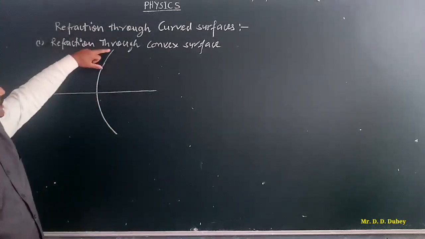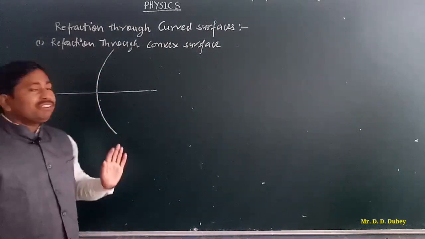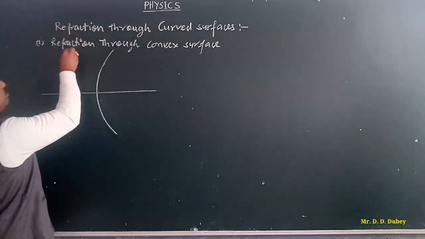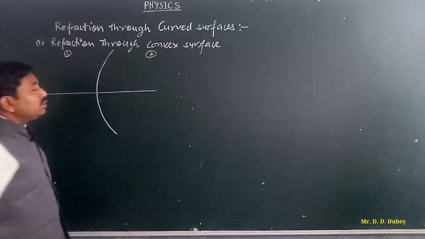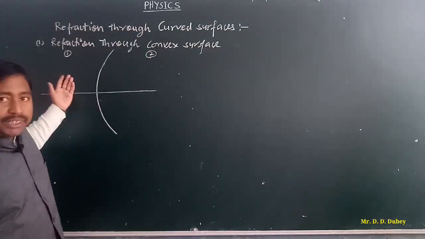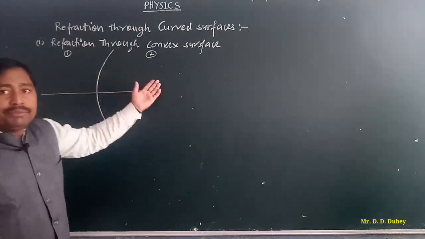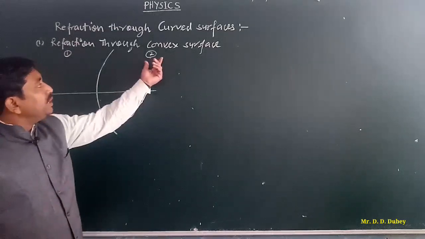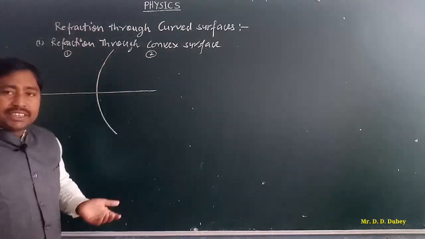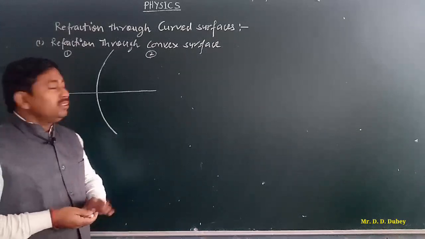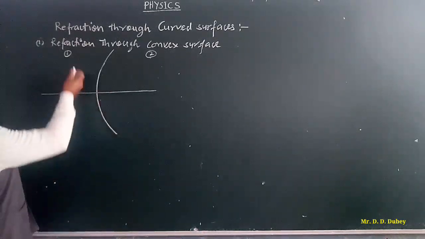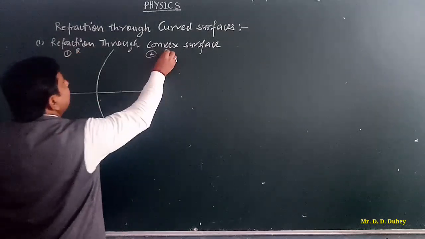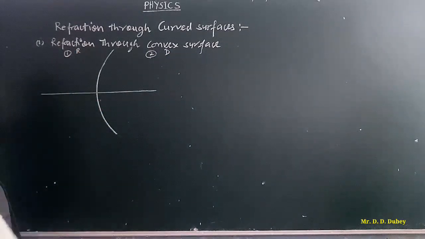So this is a convex surface which bifurcates two different media, media 1 and media 2, in which we can assume that the first one is rarer and the second one is denser. You can also choose the second one as rarer and the first one as denser. You are free to choose. So for simplicity, let us take the first media as rarer and the second one as denser.